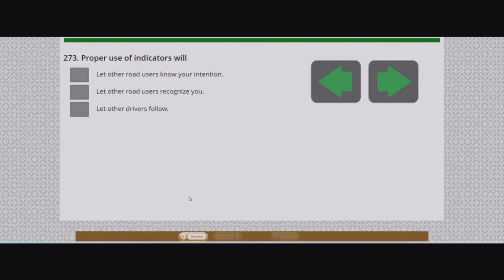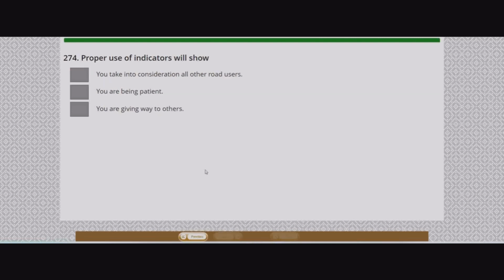Proper use of indicators will let other road users know your intention. Proper use of indicators will show you take into consideration all other road users. After making the turn with the indicator on, check that it is turned off.